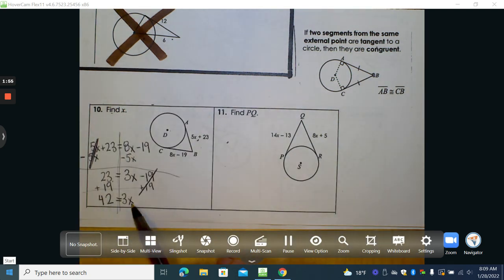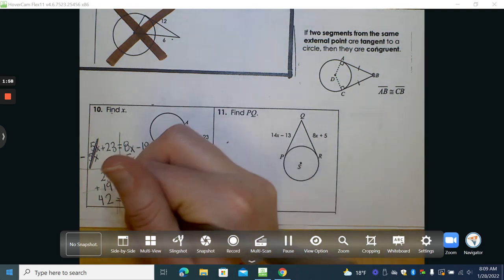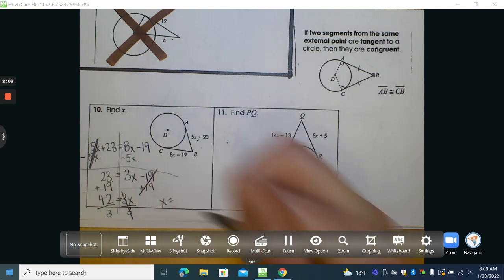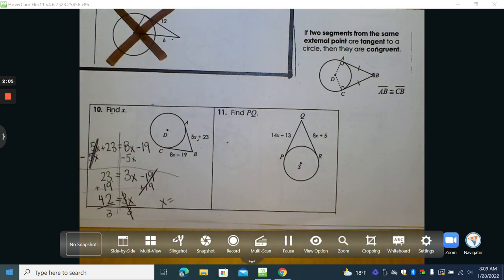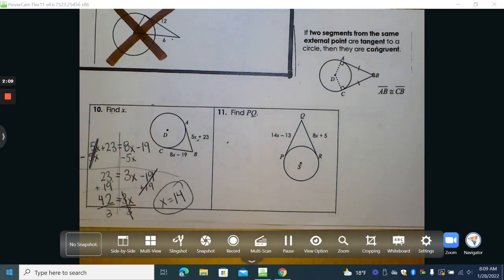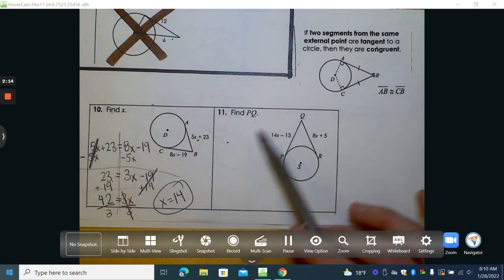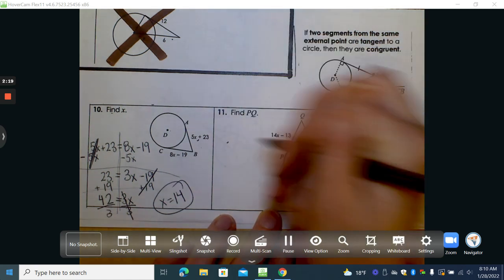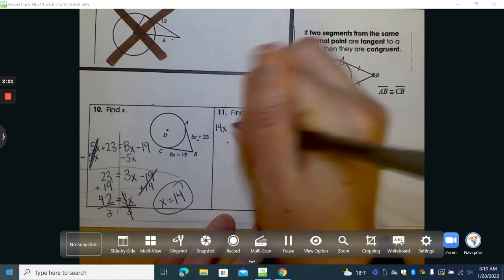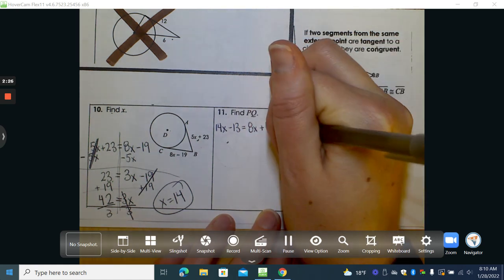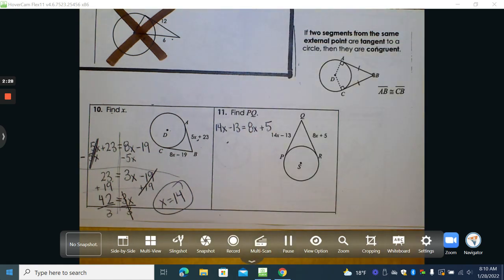And so I got 42 equals 3x, and my last step is, of course, to divide by 3. Divide by 3. 42 divided by 3 is 14. Awesome. We're going to do the exact same thing over here, but afterwards it's asking us to find PQ. So I have this segment and this segment that I'm going to set equal to each other. 14x minus 13 equals 8x plus 5. Hopefully I can fit that on there.